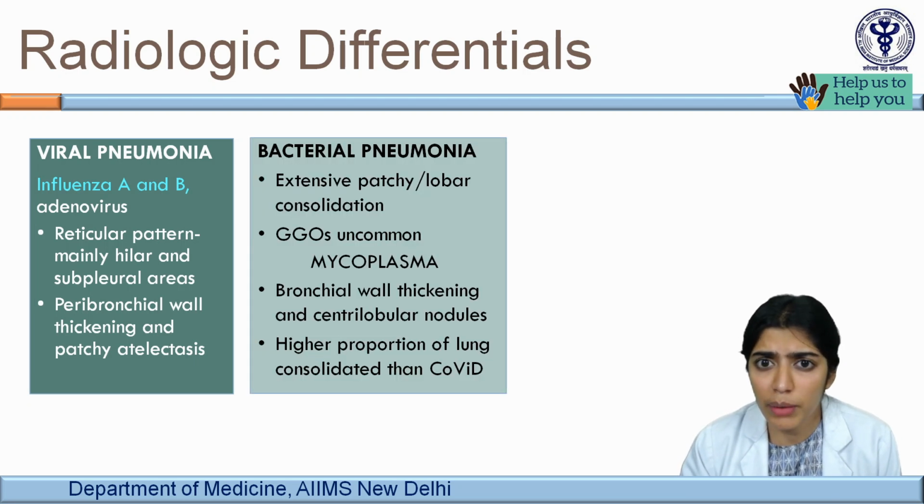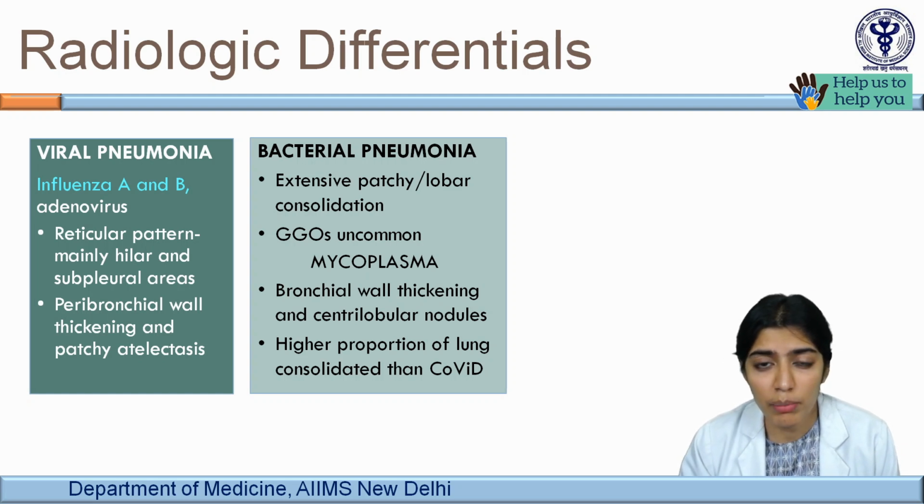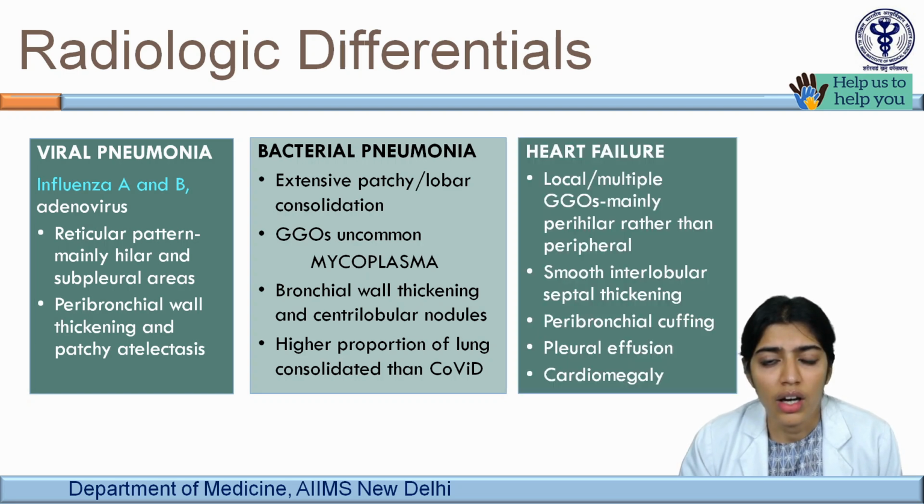So a second differential would be bacterial pneumonia. Here GGOs are not really that common. Depending on whether the pattern is one of bronchopneumonia or lobar pneumonia, we may have patchy or lobar consolidation on imaging. Our third important differential would be heart failure. Here too, there will be multifocal ground glass opacities. However, these opacities are more perihilar rather than peripheral, which is something that we would expect in COVID-19. Apart from this, heart failure would also have pleural effusion associated and cardiomegaly as well.